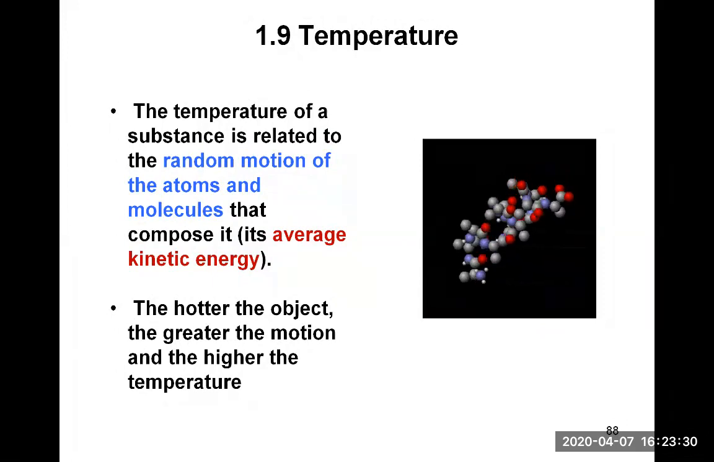So matter is always in constant motion. Even solids that look like they don't move, inside they are vibrating around a fixed position. Here there is a molecule moving, and so in a liquid, particles can move even more than in solids, and in gases, the particles are flying around constantly. So the hotter the object, the greater the motion, and the higher the temperature.